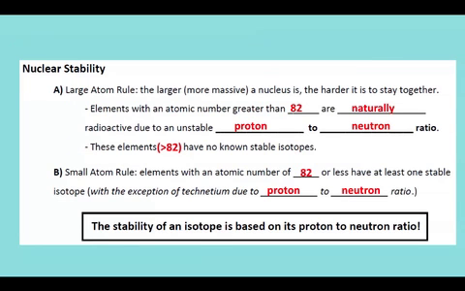All right, so why does this even happen? So part of it has to do with two guidelines we follow. So the large atom rule deals with elements that have an atomic number greater than 82. Those are naturally radioactive. They don't have any stable isotopes, and this is due to an unstable proton to neutron ratio. The small atom rule is that elements with an atomic number of 82 or less have at least one stable isotope, with the exception of technetium, and that's because of its stable proton to neutron ratio. So when you have questions about why a certain isotope would be naturally radioactive or stable, it's going to have to do with whether or not that proton to neutron ratio is stable or not.